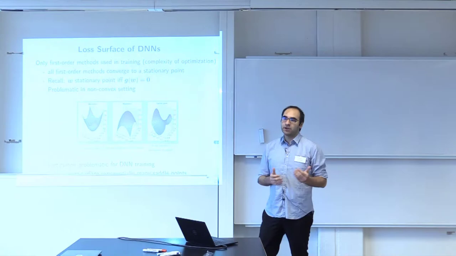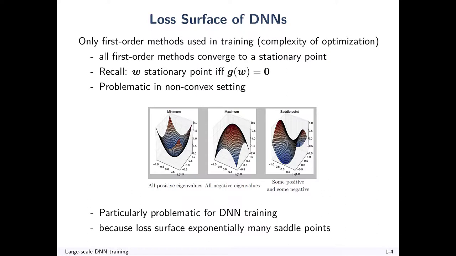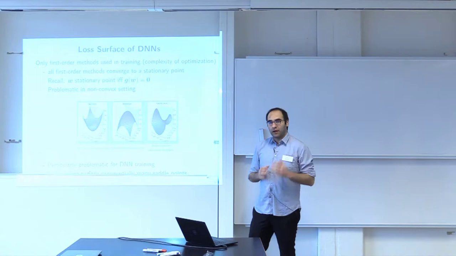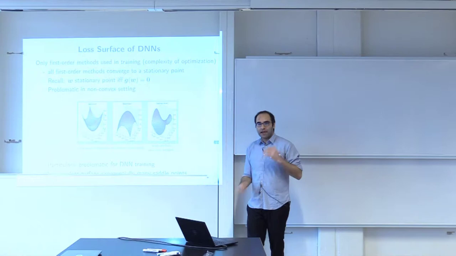point. And just a refresher, a point W is stationary if and only if the gradient is zero. In the convex setting, this is a sufficient and necessary condition. But in the non-convex setting, as you may recall, a stationary point, a point where the gradient is zero, could be a maximum, a minimum, or a saddle point. And this is especially problematic when we think about the loss function of deep neural networks, because it's well known that this loss function has way too many saddle points.